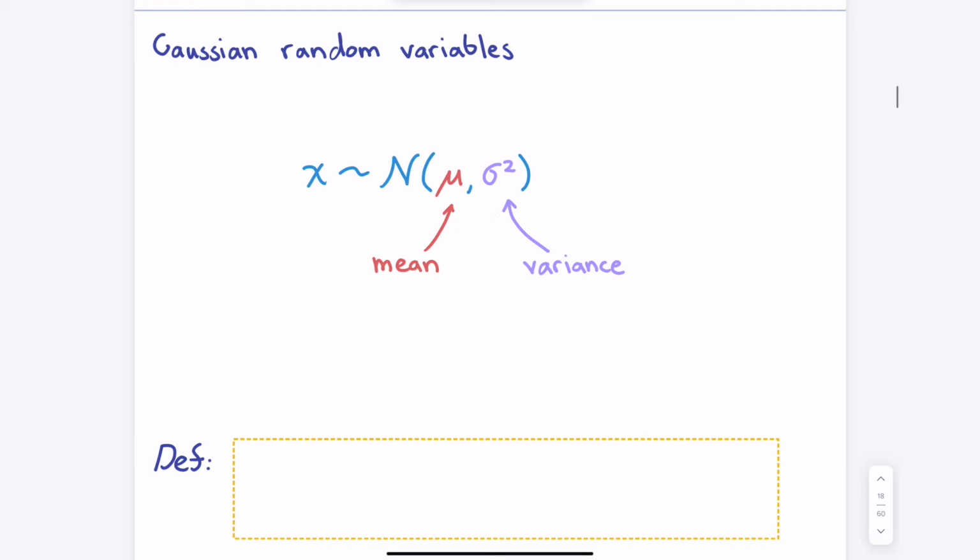Okay. So all right, Gaussian random variables. They are some distribution. They're parameterized by the mean, the average, and the variance. They like to write sigma squared for the variance. And you've probably seen it before. Anyone know the definition of a Gaussian random variable? Yeah.